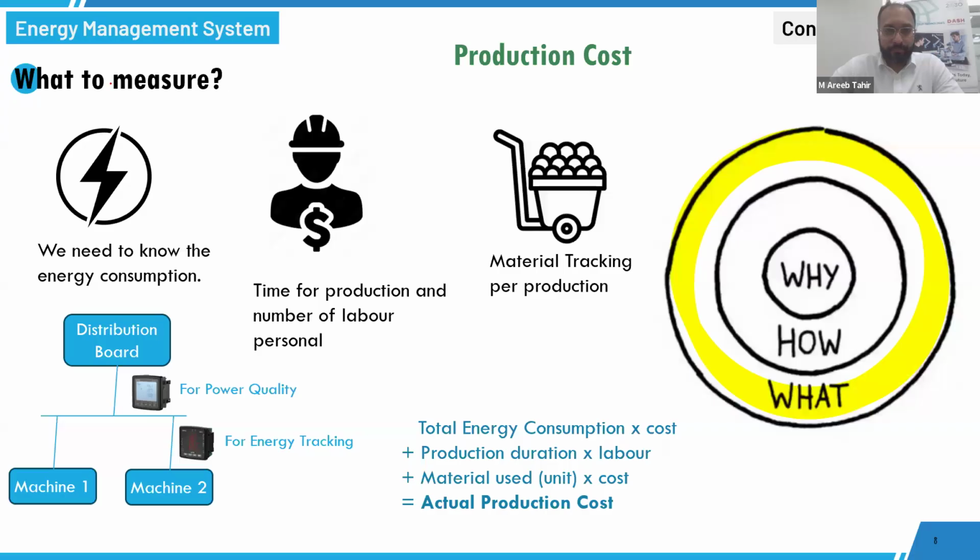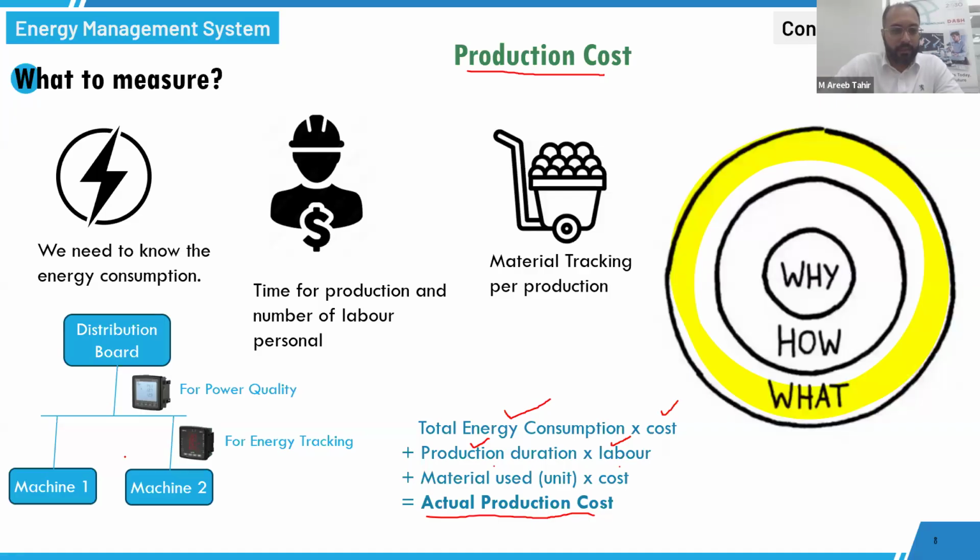So what to measure? Now, for example, production cost. For a factory, production cost is very important. So what I need to know is how much this machine is consuming, what the cost of energy is, how much the production duration is, how many laborers are working, and the material used and its cost. That will give me the complete production cost.